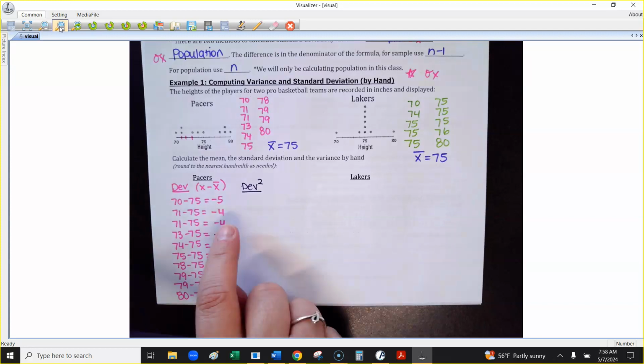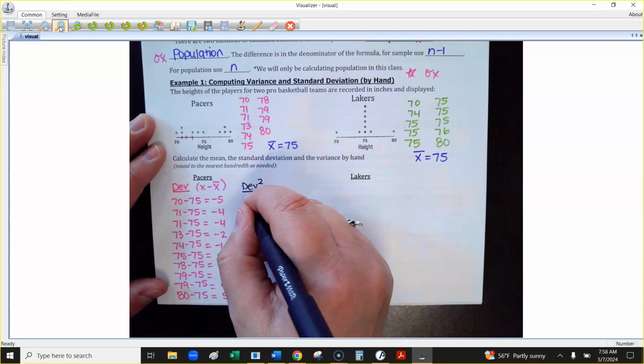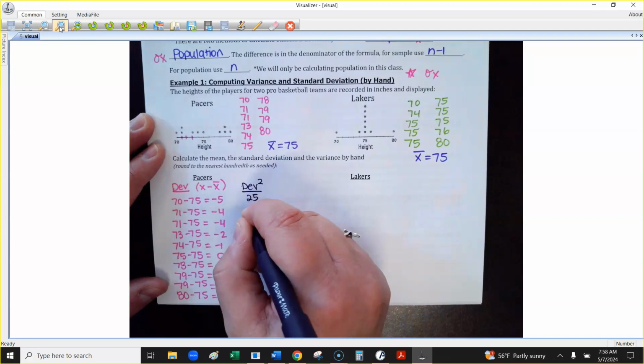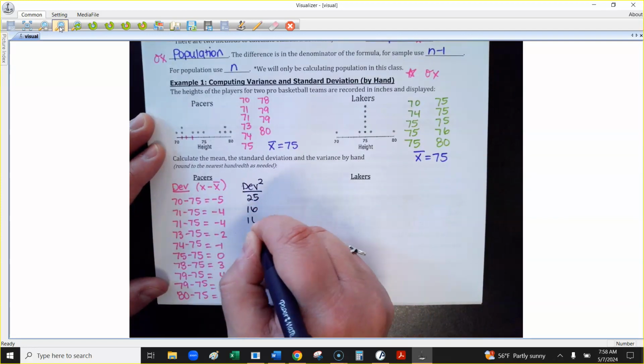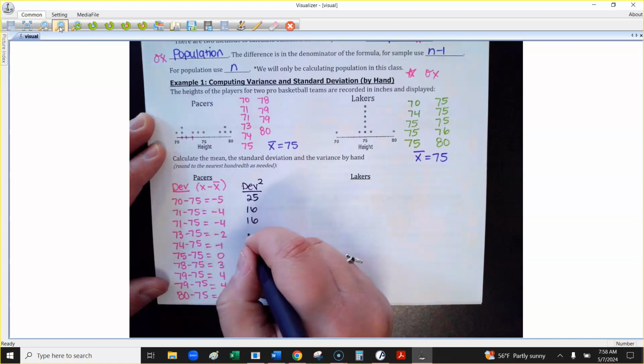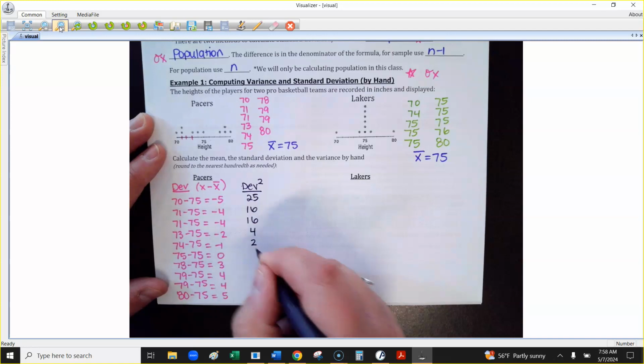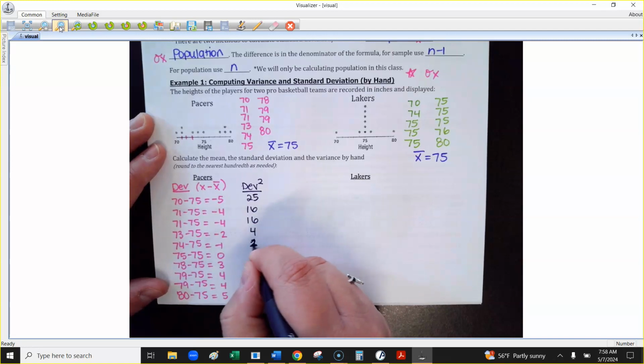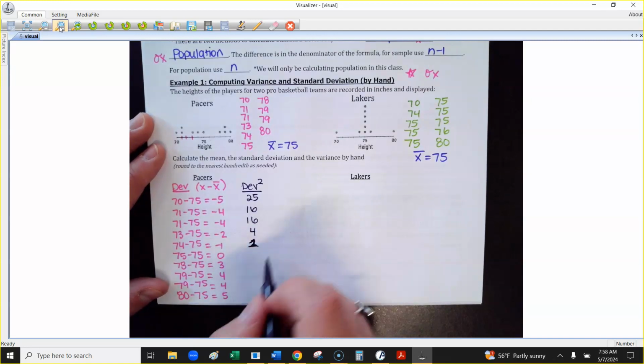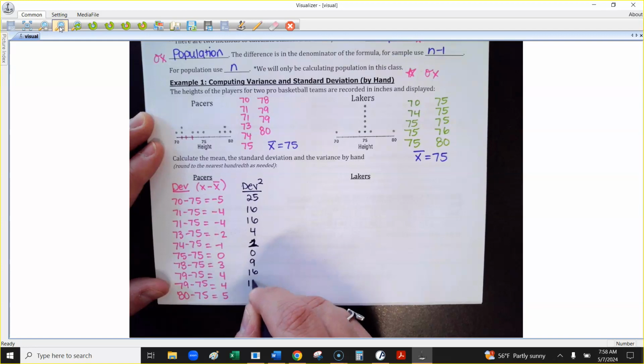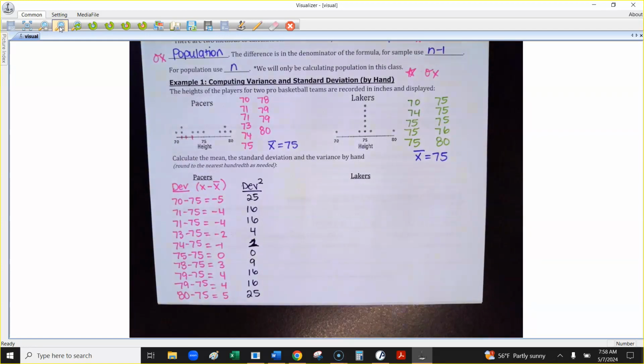So negative 5 squared would just be 25. Negative 4 squared, we'd have 16. Negative 4 squared again, 16. Negative 2 squared would be 4. Don't write 2 for this. Negative 1 squared would be 1. Oh, I just said that and I wrote it. That is a 1. 0 squared is just going to be 0. 3 squared is 9. 4 squared is 16. 4 squared is 16. And 5 squared is 25.